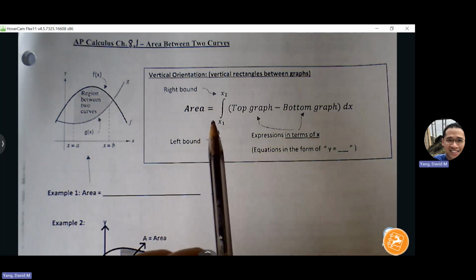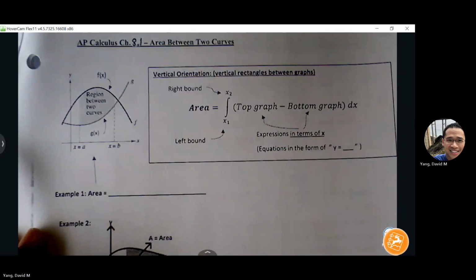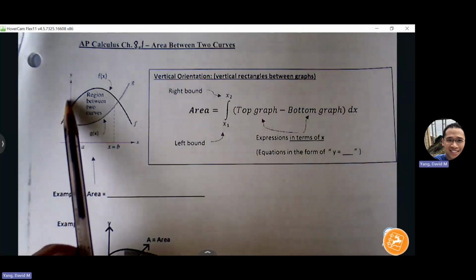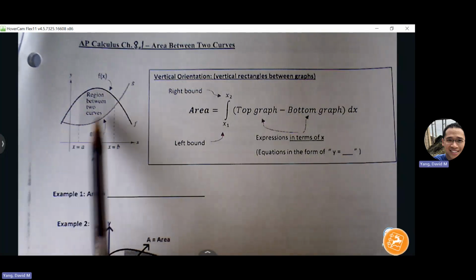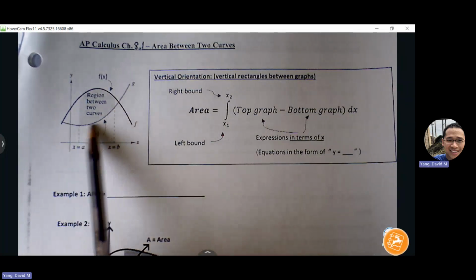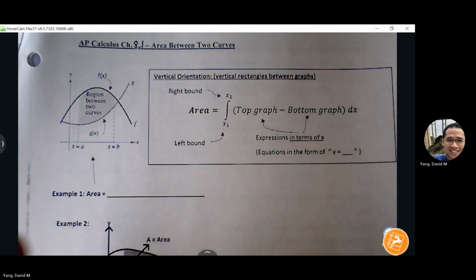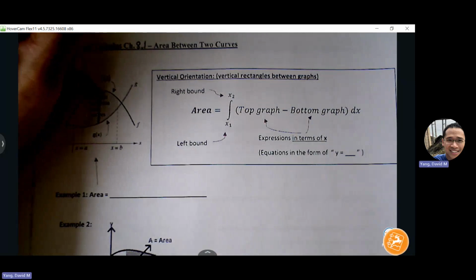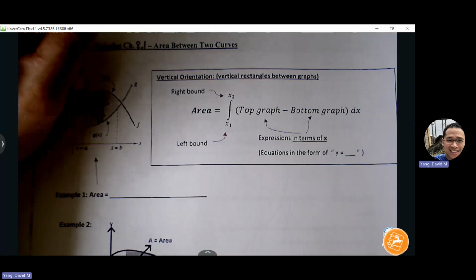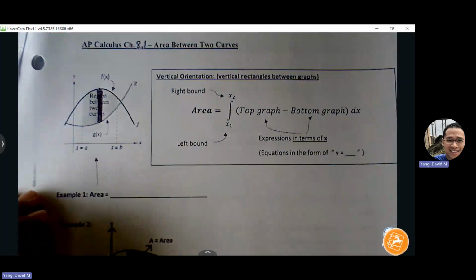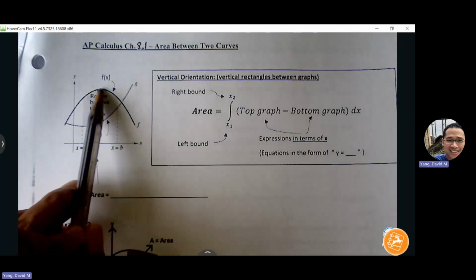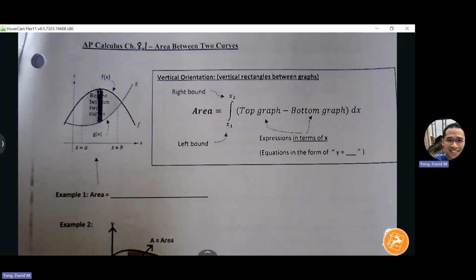Okay, so here, let's say f of x is the graph that is higher, at least between the bounds, and g is the graph that is below. So what we can do is imagine that we're adding infinitely thin rectangles from one end to the other. Okay, and the top of my rectangle is touching the f function, the bottom of my rectangle is touching the g function.